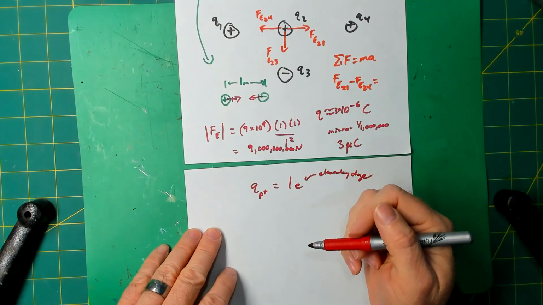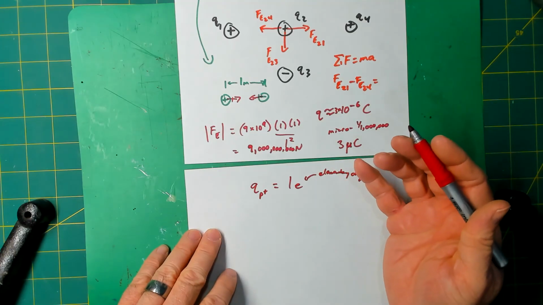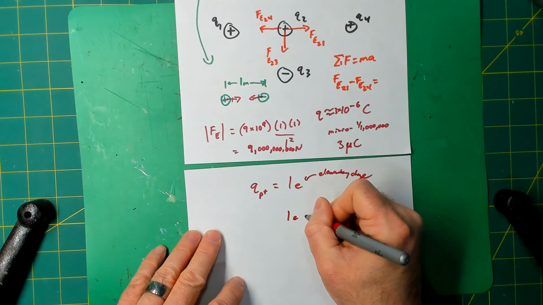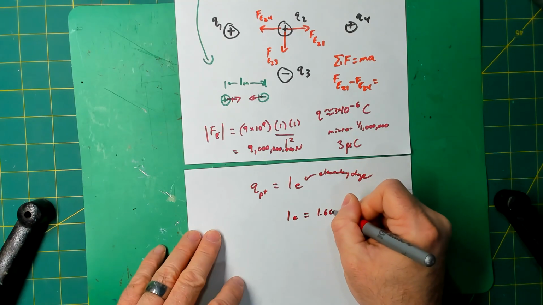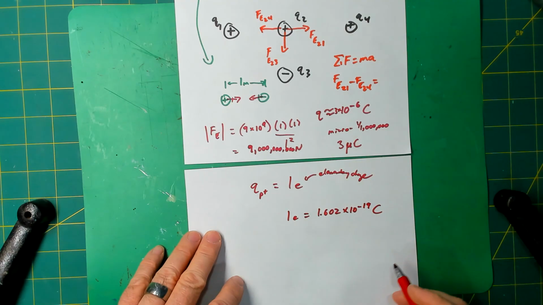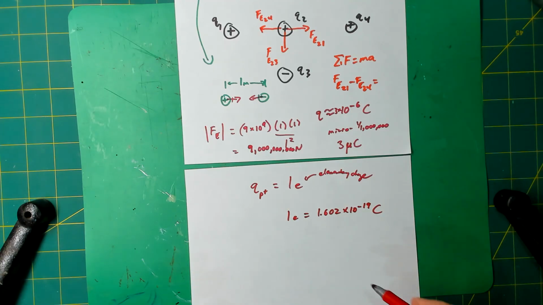So when you say a charge of protons plus one, that means it's 1e, one elementary charge. And one elementary charge is equal to 1.602 times 10 to the negative 19 coulombs. So that's the charge on one proton. Negative this would be the charge on an electron.